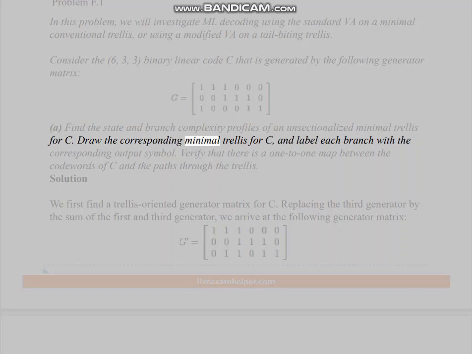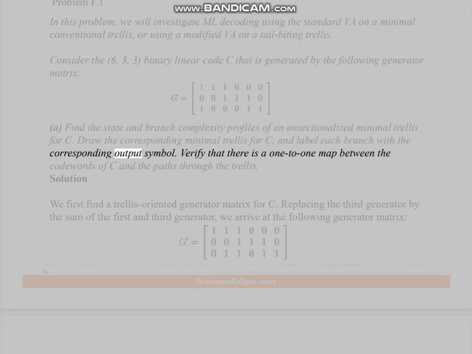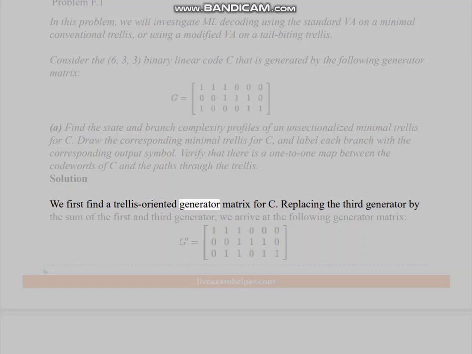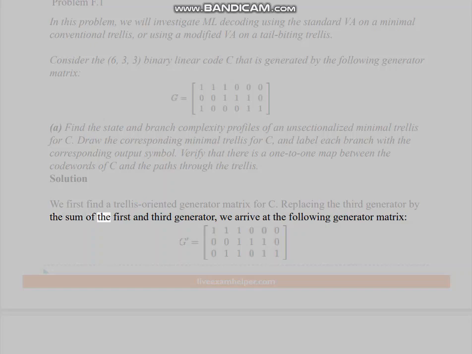Draw the corresponding minimal trellis for C, and label each branch with the corresponding output symbol. Verify that there is a one-to-one map between the codewords of C and the paths through the trellis. Solution. We first find a trellis-oriented generator matrix for C. Replacing the third generator by the sum of the first and third generator, we arrive at the following generator matrix.